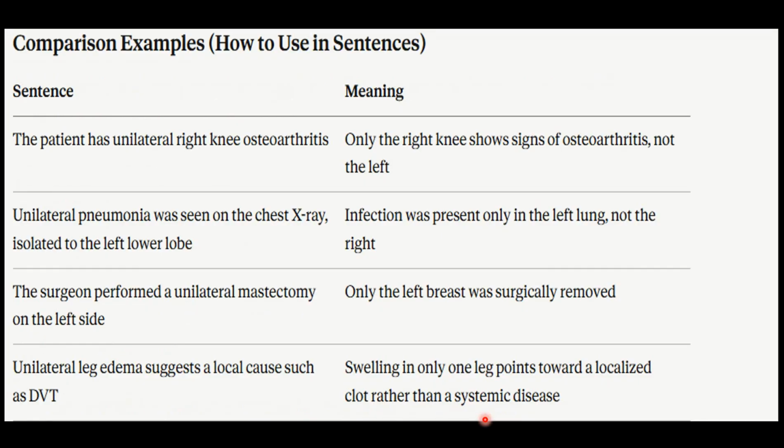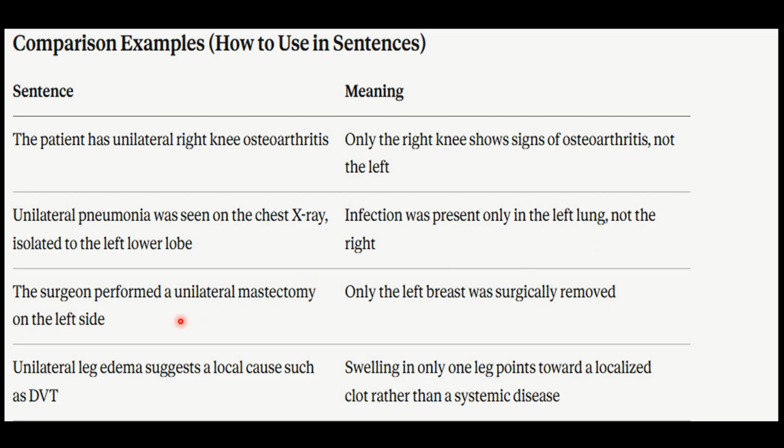Now let's see more examples so that we have more clarity on this topic. The first example says the patient has unilateral right knee osteoarthritis. That means only the right knee shows signs of osteoarthritis, not the left one. Next, unilateral pneumonia was seen on the chest x-ray isolated to the left lower lobe. That means infection was present only in the left lung, not in the right lung.